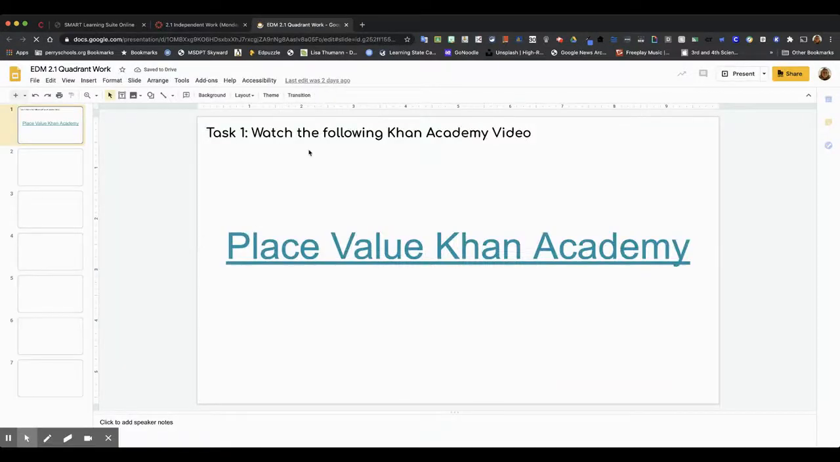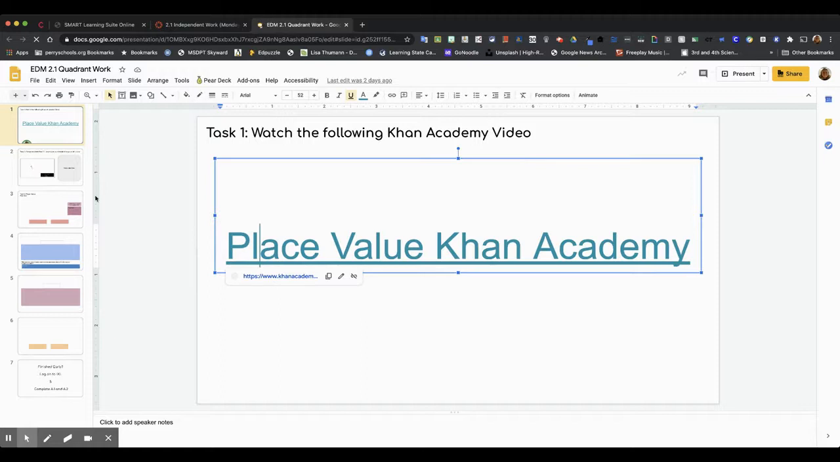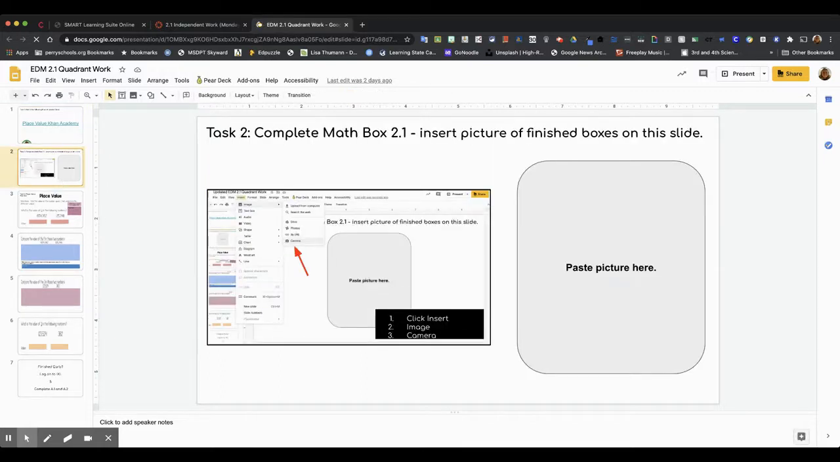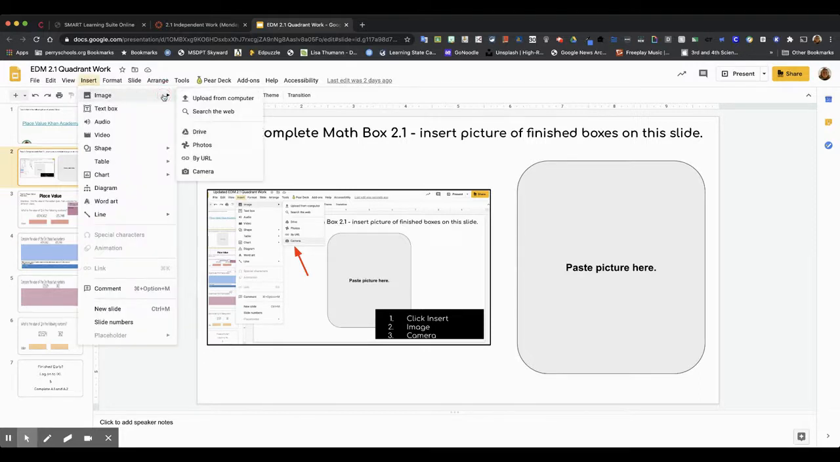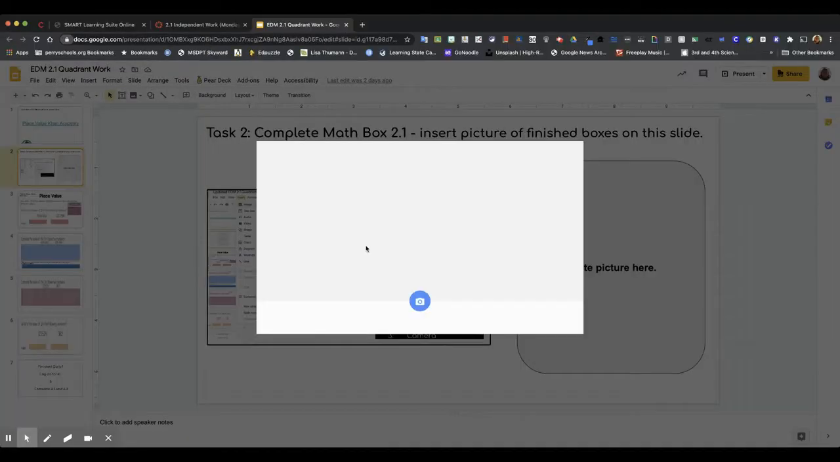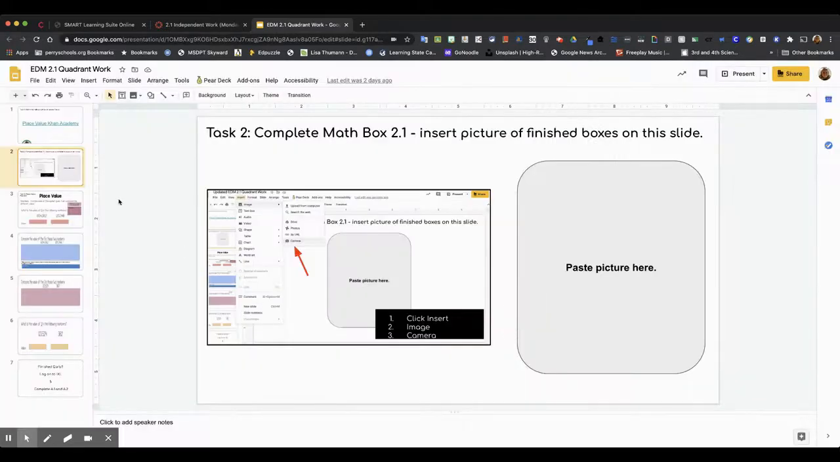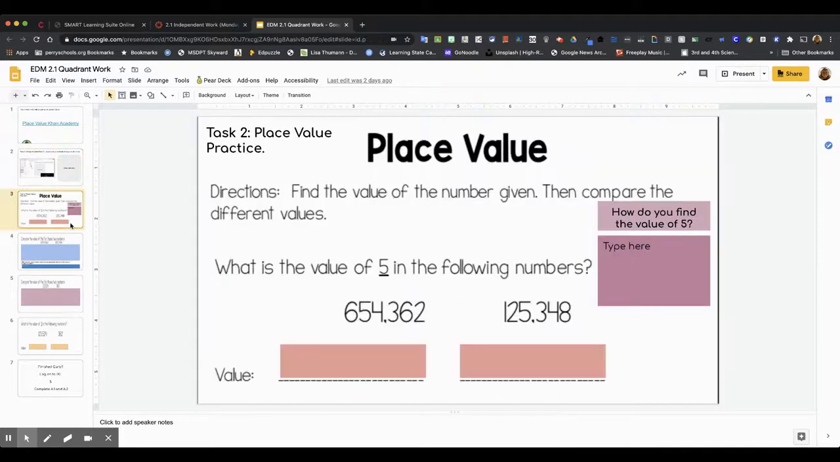So you can see at the top, task 1, right here is where the place value. Task 2, it says complete the math box. Then you need to insert a picture of your finished boxes. So you're going to put your picture here, and I have included a screenshot of how to insert those pictures, but I'm going to show you. So you're going to go to Insert, Image, and then you're going to go to Camera, okay? And that's where you're going to take a picture, and you'll have to either block or allow, and then your picture will come up there, okay? Then we have the place value practice, okay?